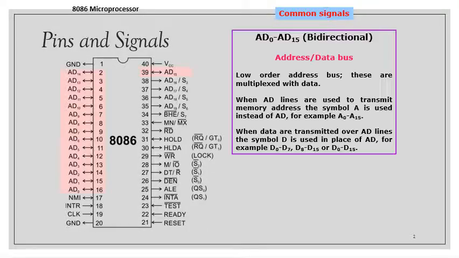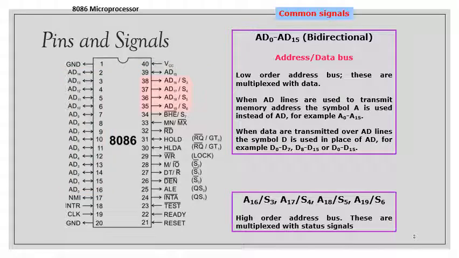Let us start with the address bus and data bus. The address/data bus AD0 to AD15 are bidirectional buses. These are the lower order address bus, multiplexed with the data bus. When AD lines are used to transmit a memory address, the symbol A is used instead of AD, for example A0 to A15. When data are transmitted over the AD lines, the symbol D is used in place of AD, for example D0 to D15.